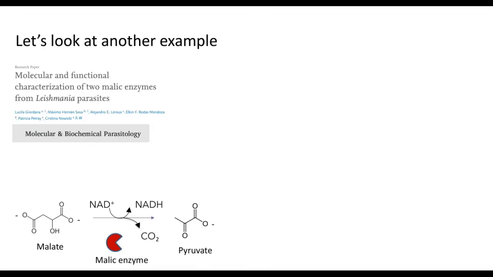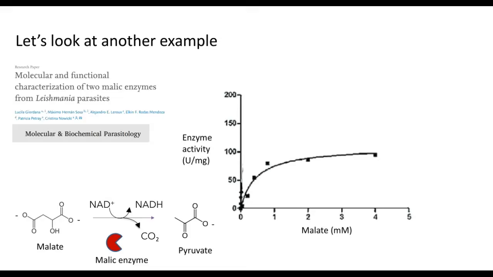Carbon dioxide will be released here, and this is a redox reaction because we're also transferring electrons to reduce NAD plus to NADH. Okay, so the group here, this research group, wanted to see what happened to this malic enzyme if they added some regulators. So they did what you think they would do.